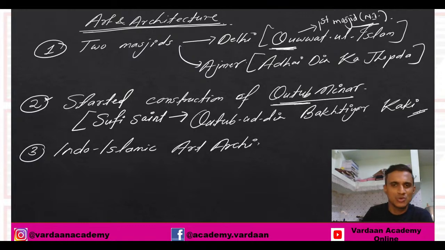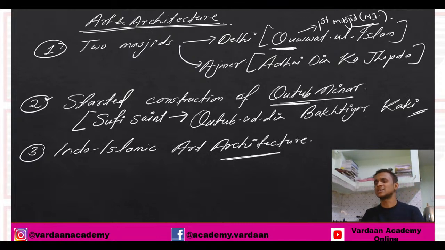But he was not there for quite a long time, so the art and architecture did not develop that much in his time. Okay, so this is all the work that he did during his time. He constructed the two masjids. In Delhi he constructed Quwwat-ul-Islam. In Ajmer he constructed the Arai Din Ka Jhopra.